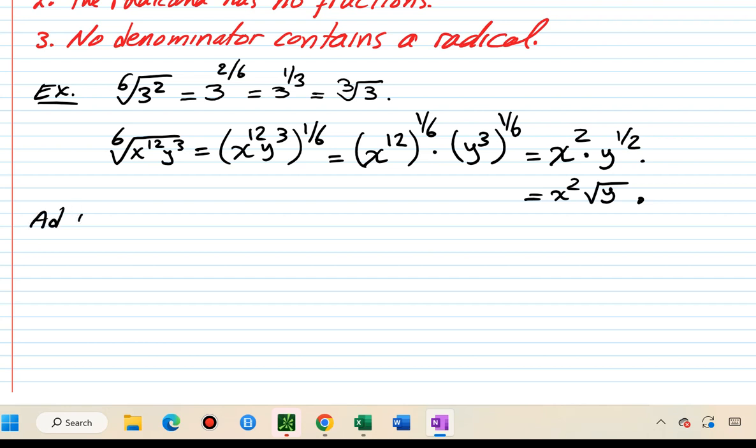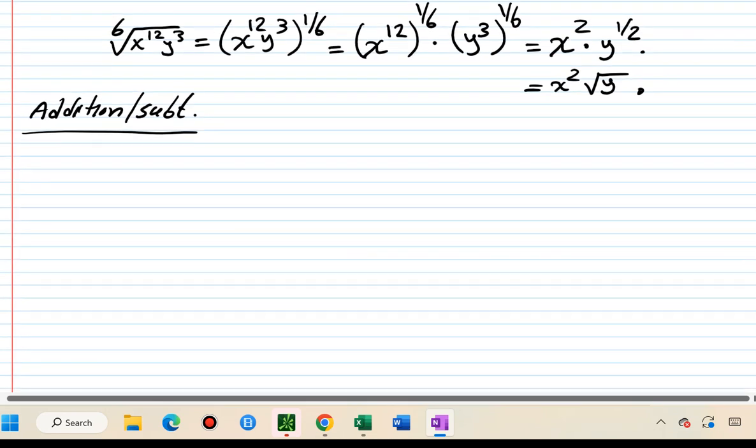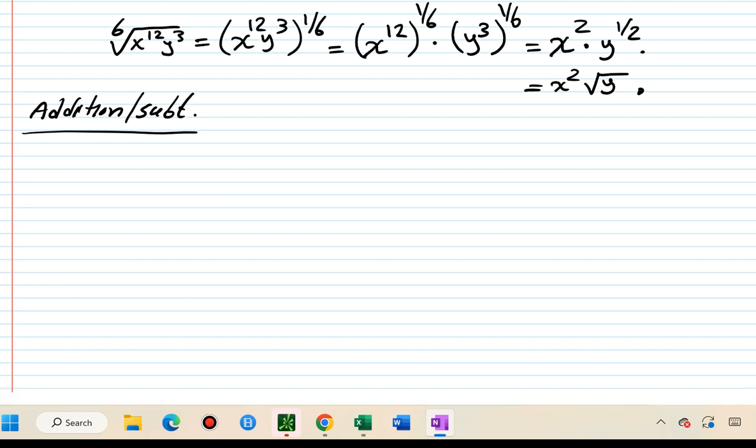So we're looking at addition and subtraction of radicals now. In order for radicals to add or subtract, they need to be like radicals. Like radicals are like terms. They look identical. The radicals look exactly the same.